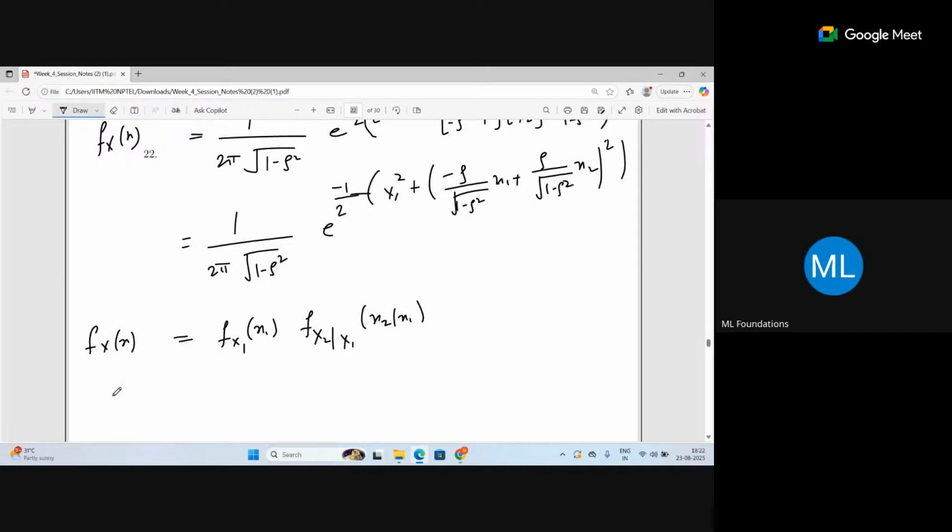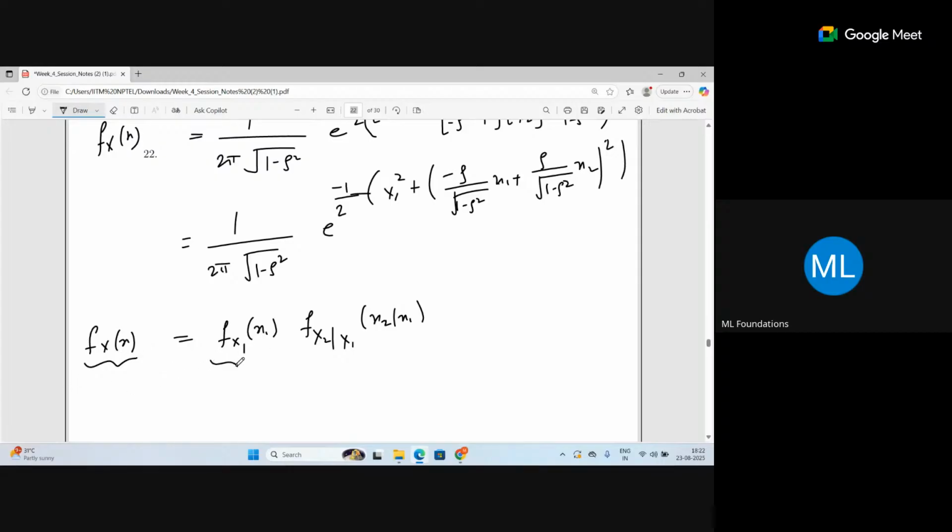So what does that mean? It's a product of the marginal density and the conditional density. So the joint density of x is a product of the marginal density and the conditional density, and I think it is true for every case. We already have seen that previously. The only thing is what will be the distribution of this.